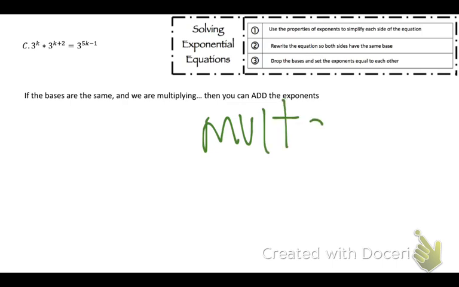Multiplication equals adding. And think about this like multiplying is really just adding over and over and over again. Like if you have 4 times 3, that's really just adding 4 together 3 times. So that's 4 plus 4 plus 4. Right? So that's a way that we can remember that multiplication equals addition.